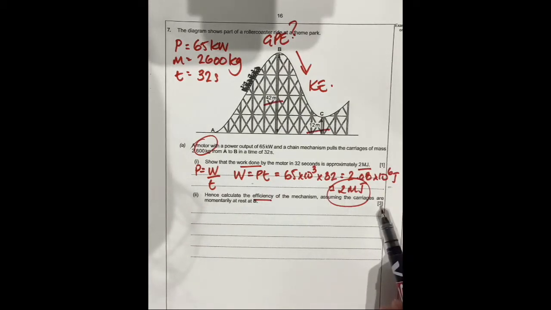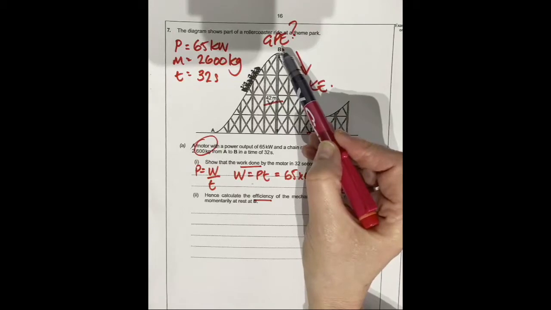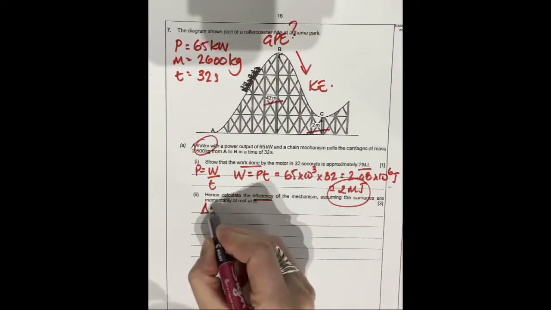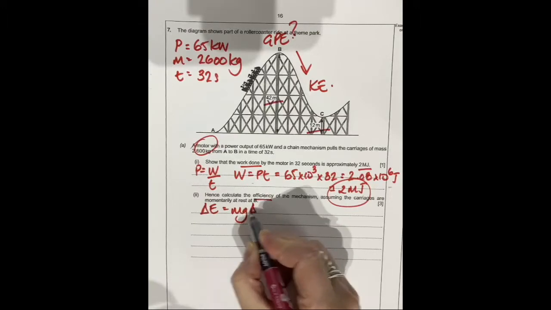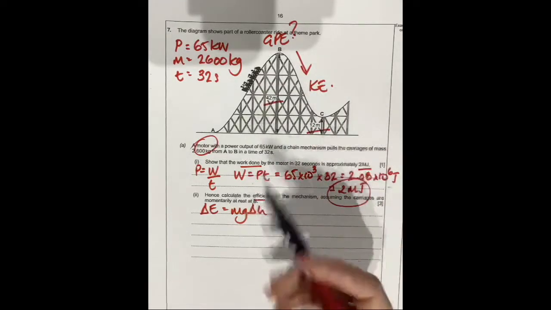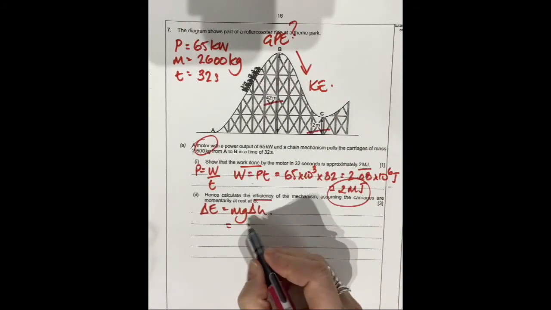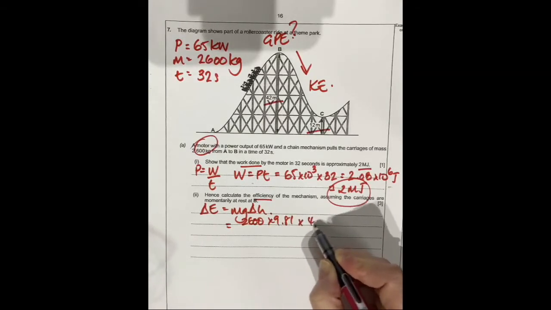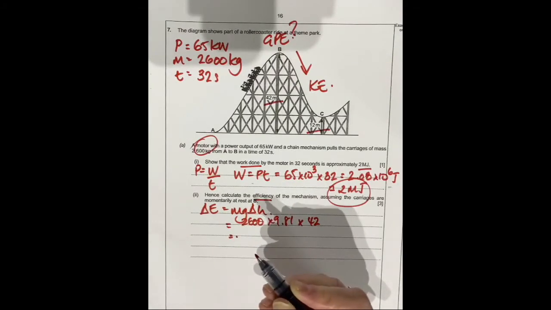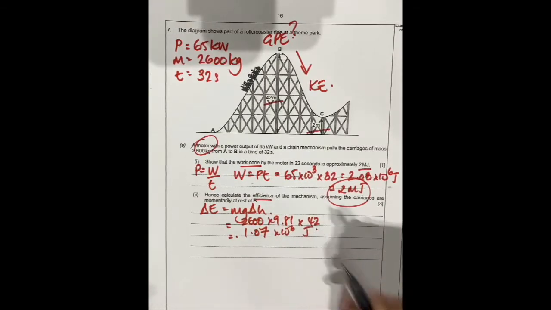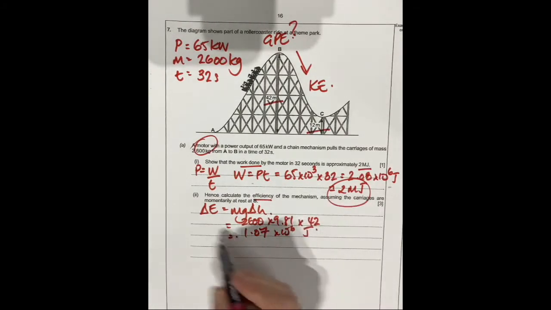So 3 marks for this. There's a lot of work in this. Let's find the GPE at the top, right? Using that equation, delta E equals mg delta H. Okay, so the change in height is the 42 meters. So it's, what was our mass? 2,600 times 9.81 times 42 meters. And you will get something in the region of 1.07 times 10 to the 6 joules. Okay, so that's our GPE.